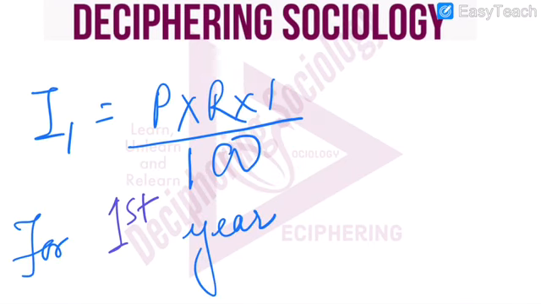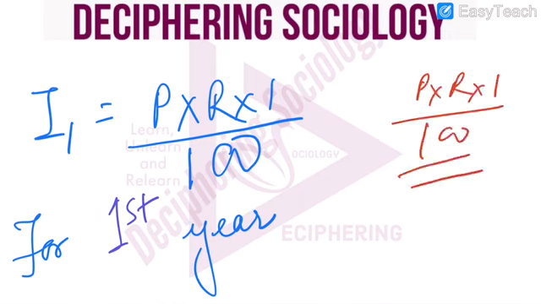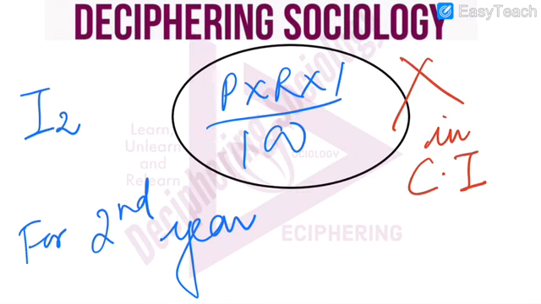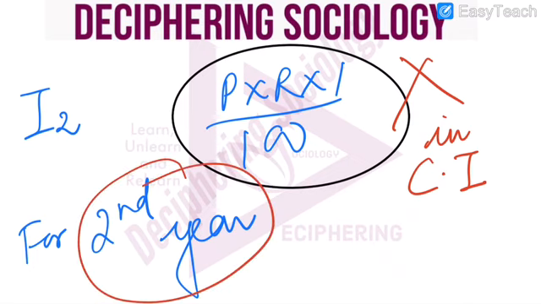In compound interest, for the first year, the interest amount is the same. It will be P into R into 1 year by 100 for the first year. But what happens in the second year? If we think that the interest for the second year will also be P into R into 1 by 100 in compound interest, then here we are wrong. Here we will see the difference.